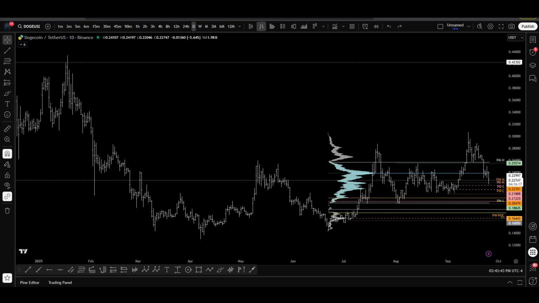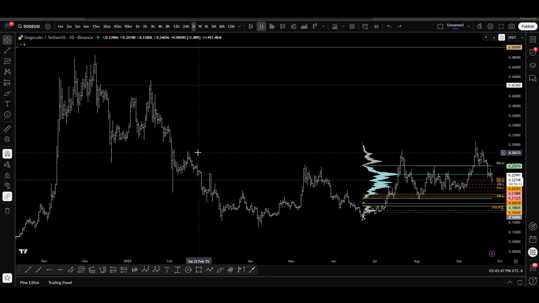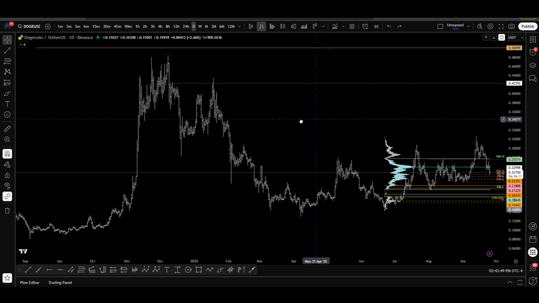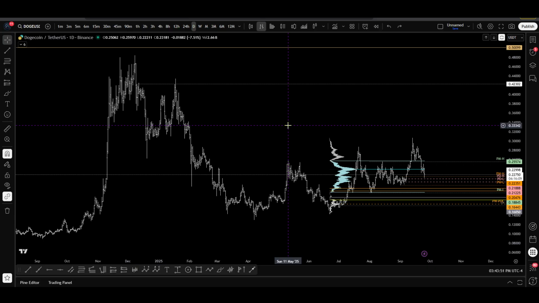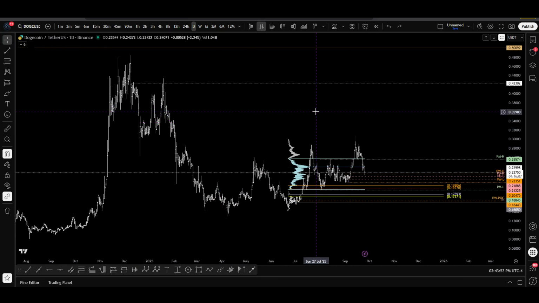Today we'll go over Doge USDT on the Binance chart. Decided to go with the black and white chart today. I hope you like it. So yeah, let's go ahead and dive right in.